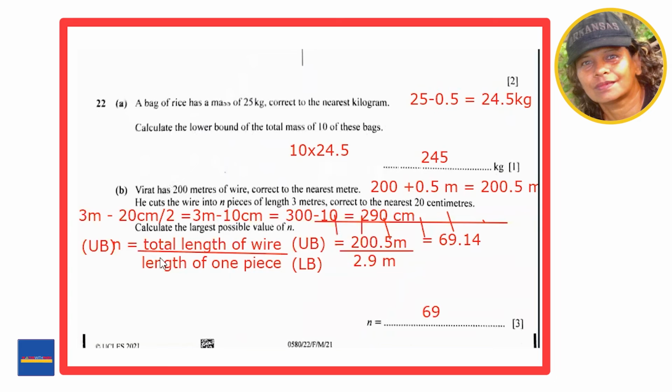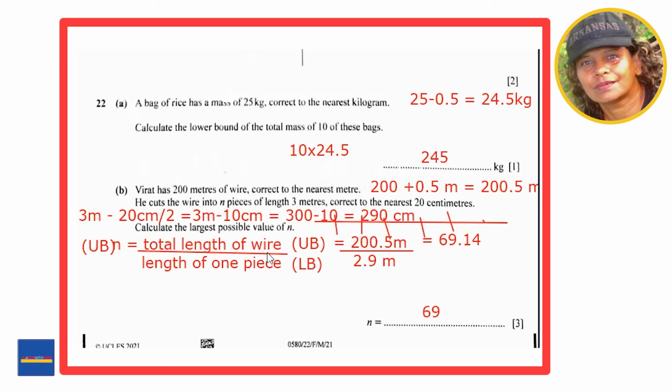Then the next part is they say Virat has 200 meters of wire, correct to the nearest meter. So usually we write it as 200 plus or minus a half. And then they say he cuts the wire into n pieces of 3 meters, correct to the nearest 20 centimeters. Calculate the largest possible value of n. To get the largest possible value of n, that is the upper bound of n, the numerator is going to be the length of wire and the denominator the length of one piece. So the length of wire has to be upper bound and the length of one piece is lower bound.